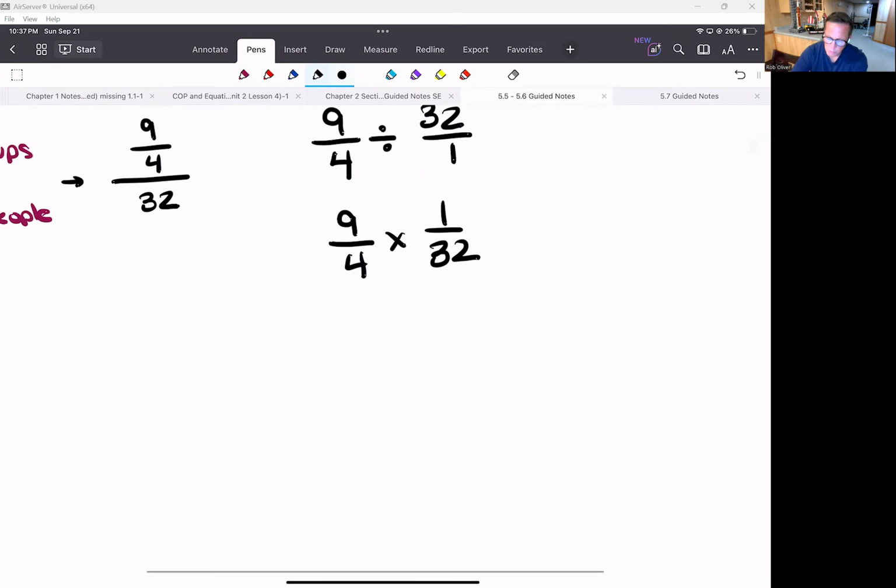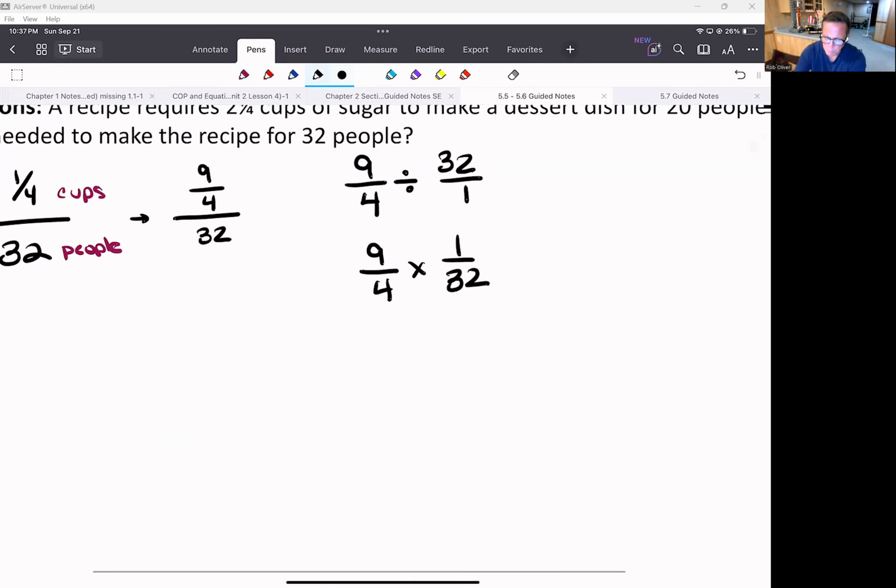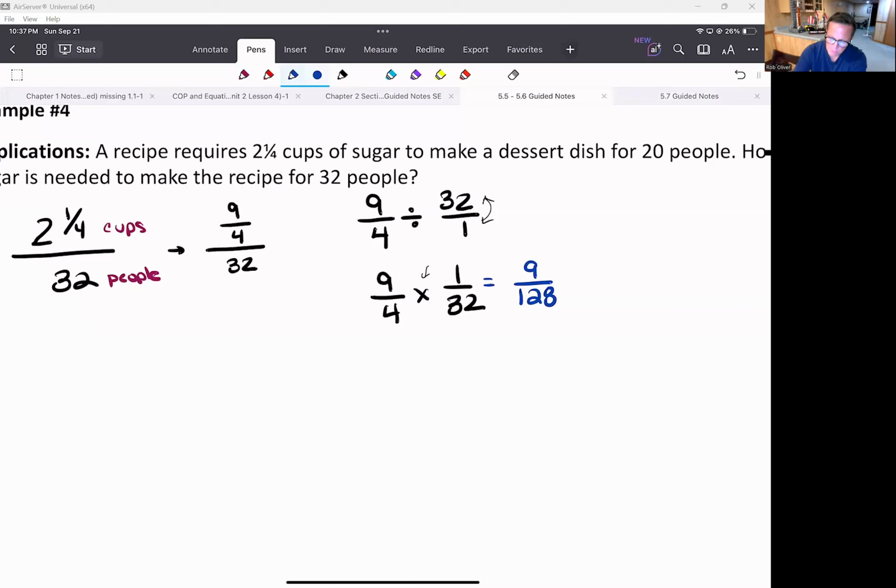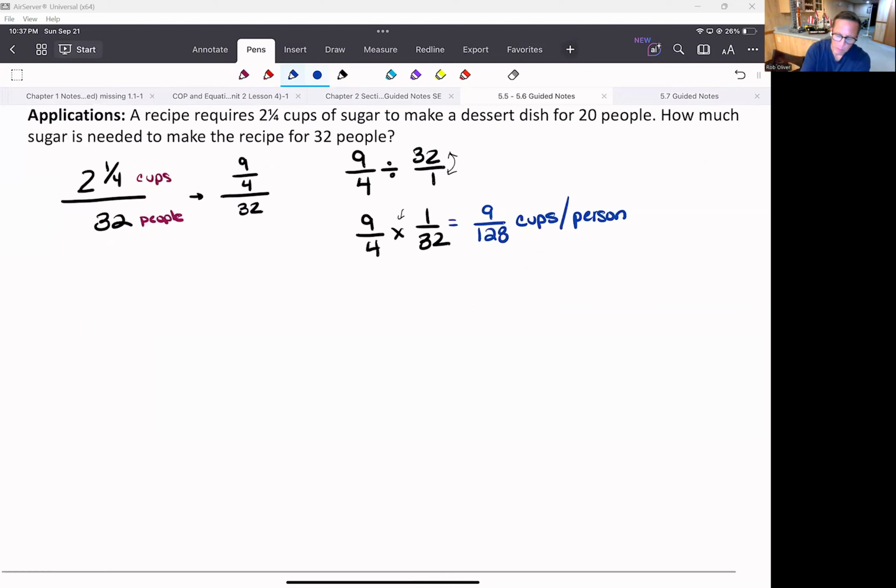Okay, so no cross canceling on this one at all. I know that it was probably tempting to cross cancel here, but you're not allowed to do that until you have it written as a multiplication problem and you've flipped the second fraction. No cross canceling until you've done that. And this one doesn't have any cross canceling. So this comes out to 9 over 128 cups, which is kind of hard to measure. It's a very small amount of cups of sugar per person. So now what we have to do is just multiply that by 32, right?